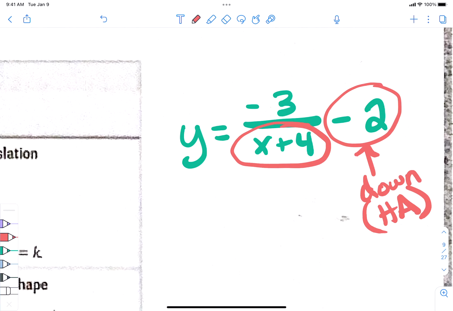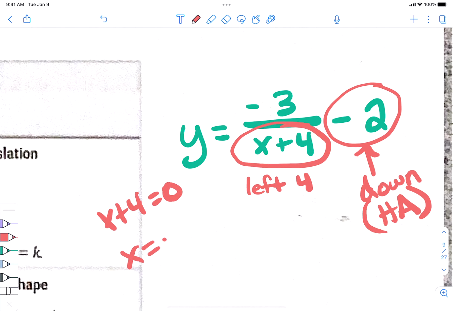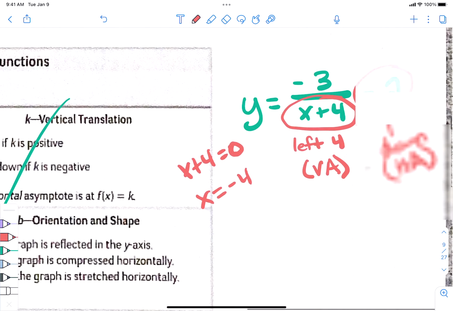Okay, let's circle this guy right here, x plus 4. How does that thing move? Left 4. Okay, plus means left, minus means right. He is moved to the left 4 because if you set x plus 4 equal to 0, x equals negative 4, right? Okay, that's what he is at. So left 4. Does that affect my ha or my va? Your va, right?